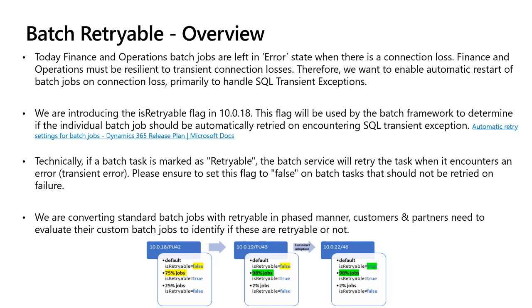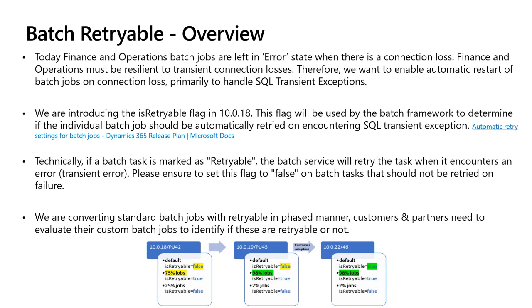Now, to make Finance and Operations more resilient to this kind of SQL transient connection loss, we enable automatic restart of the batch job in case any transient failure happens from the SQL Server side. For that, we introduced in 10.0.18 the is retryable flag. This flag is implemented by the batch framework to determine whether it needs to restart the batch in case of any transient connection failure. So technically, if you mark your batch to be retried, and it encounters any transient errors with the SQL Server, it will automatically retry.